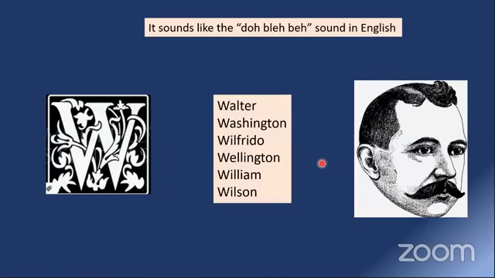Letra W. Nothing in the Spanish for medical professionals, only that you are going to have a lot of Spanish-speaking patients whose name starts with that letter. And that is the way you pronounce that name. Walter. It's not Walter, you pronounce Walter. Washington, Wilfrido, Wellington, William, Wilson.